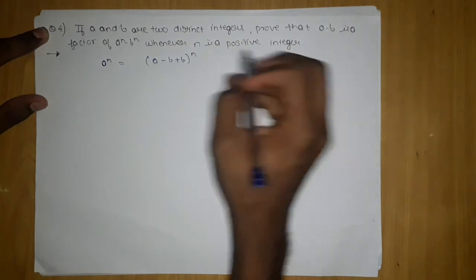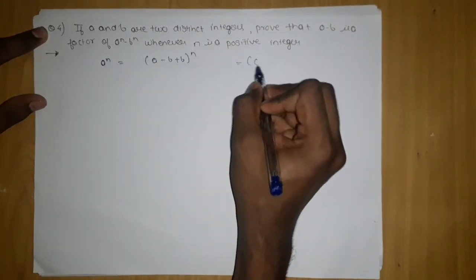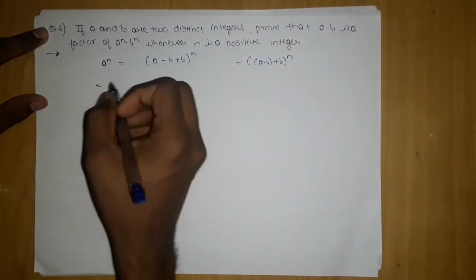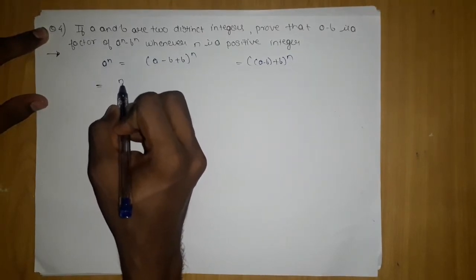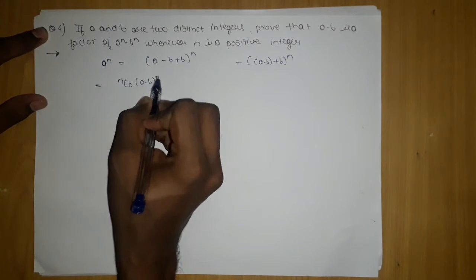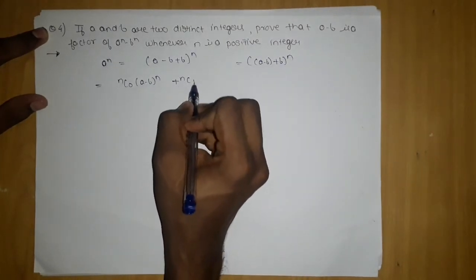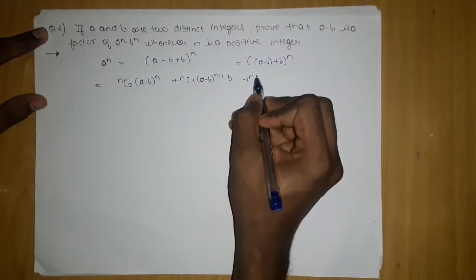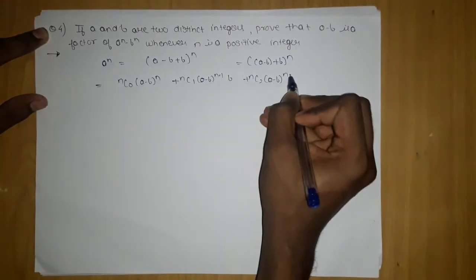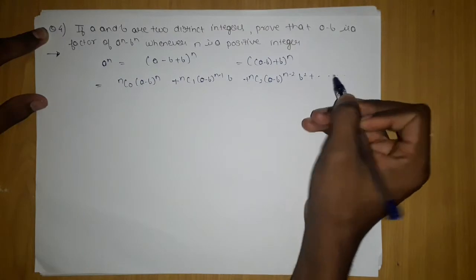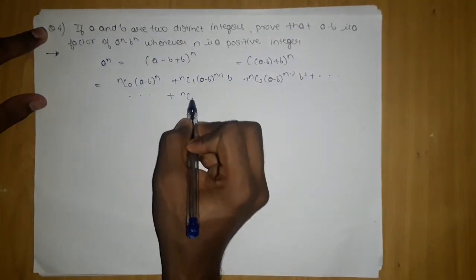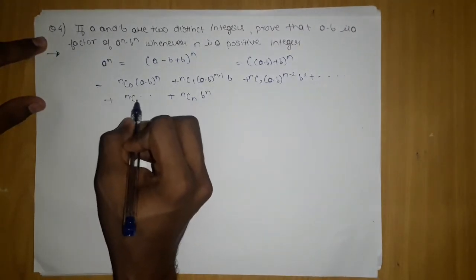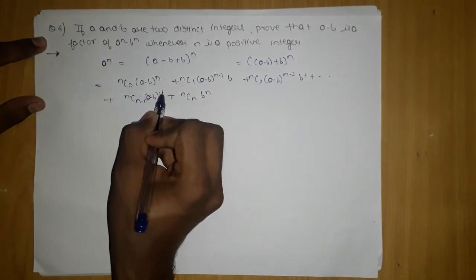Now I want to create a minus b as a factor, so I will take these two as one term. Treat a minus b as a single term and keep this b separate. After this, do the expansion. If you do the expansion, it will be nC0 (a minus b) power n, then nC1 (a minus b) power n minus 1 into b power 1, then nC2 (a minus b) power n minus 2 b power 2, and this will go on till we reach the last term, which will be nCn b power n, and before it nC(n minus 1) (a minus b) b power n minus 1.